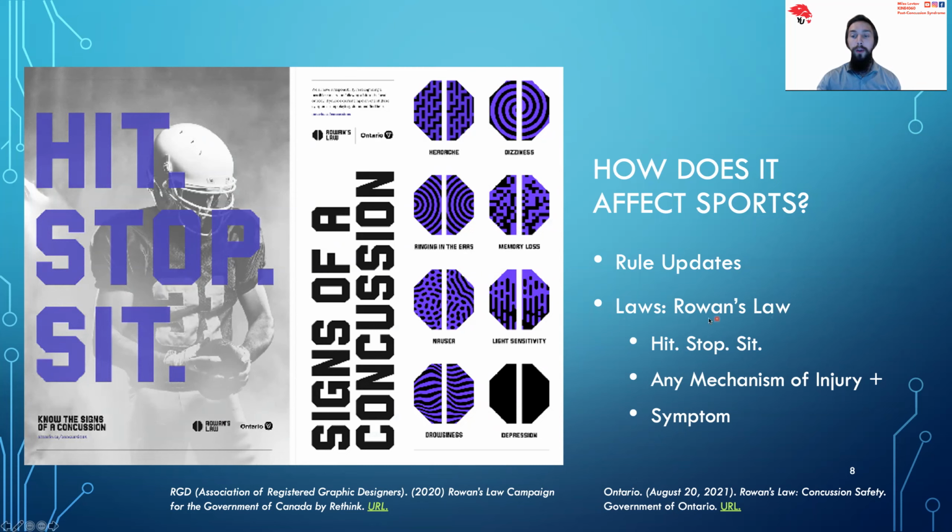One that we're going to make note of is Rowan's law. So this graphic I have on the left here, hit, stop, sit. If there is a hit that you suspect is a concussion, then that person must stop and they must sit out the remainder of the game. So any mechanism of injury, any of the symptoms here, and they have to sit out and go into their return to play protocol, which we're going to be talking about in the future.